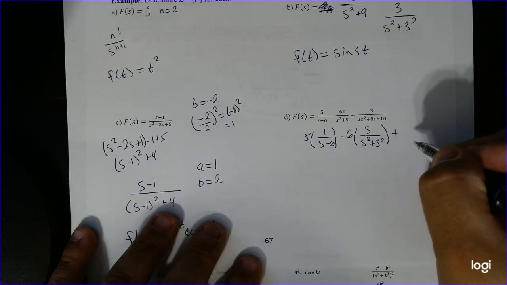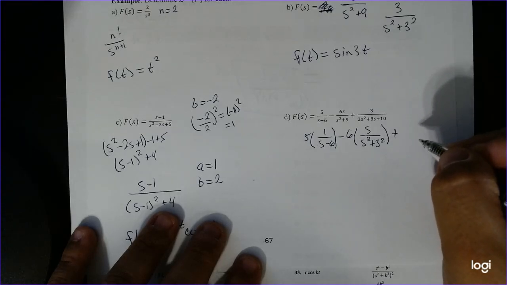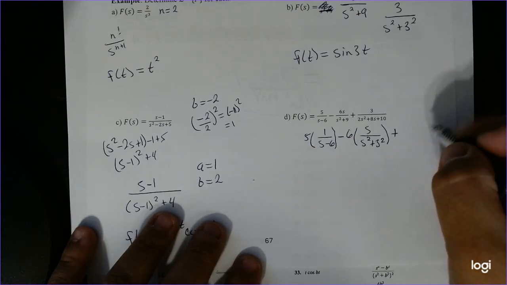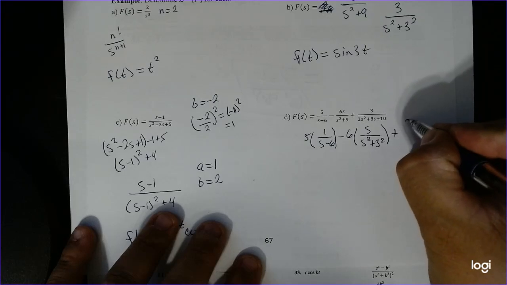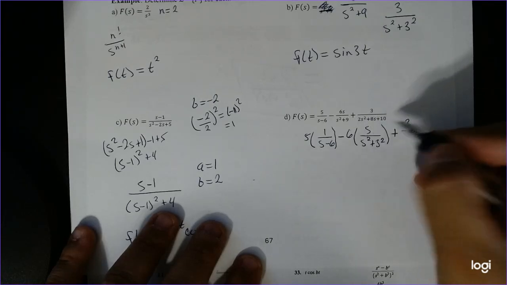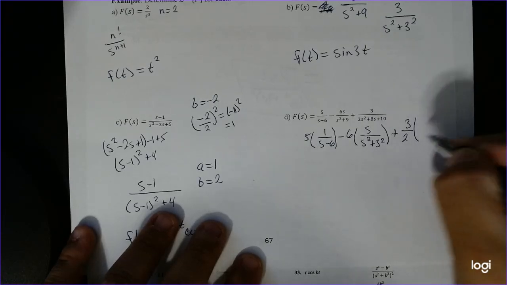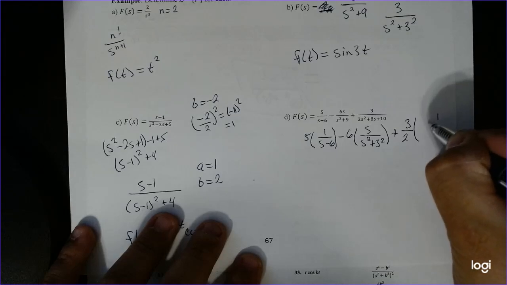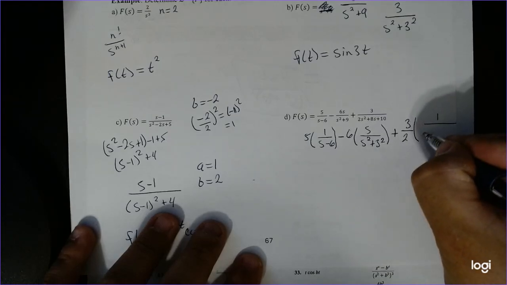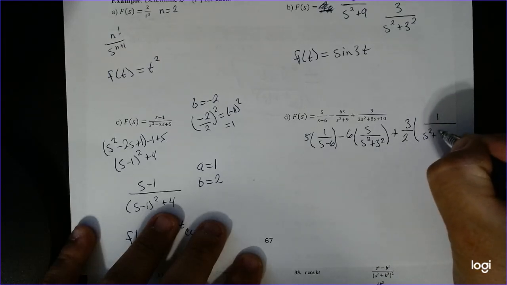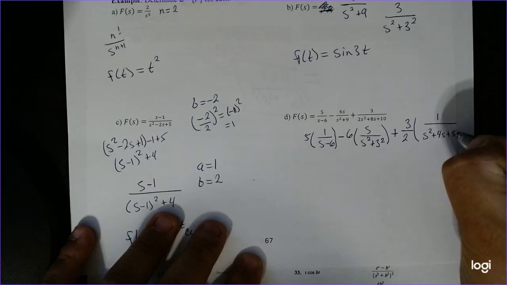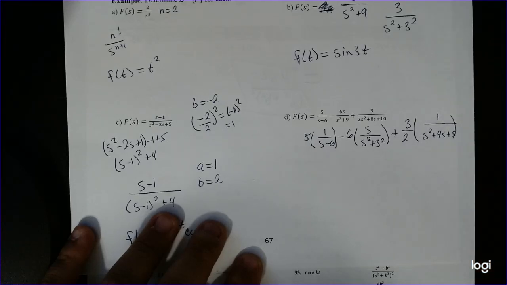And this one, see, if I factor out a 3 and also factor out a 2, this leaves me with s squared plus 4s plus 5 on the bottom. Okay.